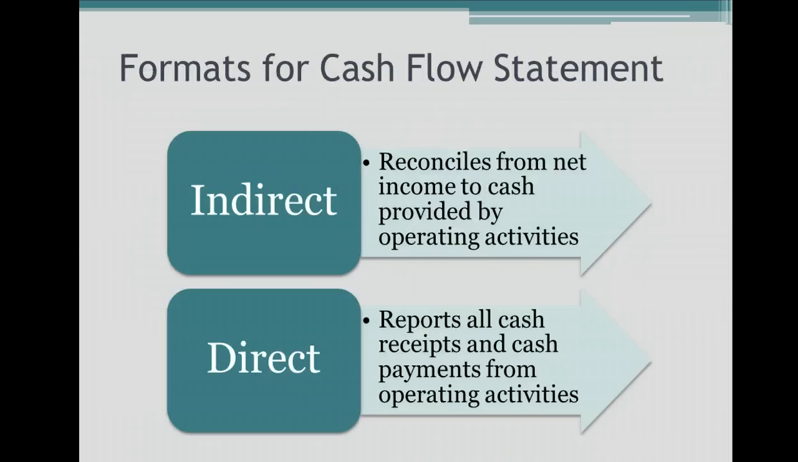There are two formats for the preparation of your cash flow statements. You've got your indirect method and your direct method. The indirect method reconciles from net income to cash provided by operating activities. The indirect method is the method that you've seen from Chapter 1 onwards. The direct method simply reports all cash receipts and cash payments from operating activities. Let's take a little bit more detailed look at these two methods.